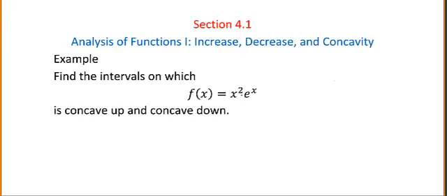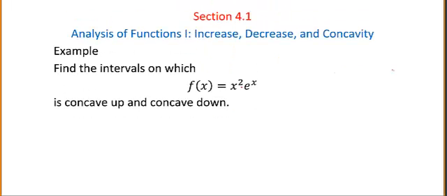So let's find the intervals where f of x equals x squared times e to the x is concave up and concave down. To check on concavity, we'll have to look at the second derivative. So let's start with the first derivative. We've calculated this a little bit ago.